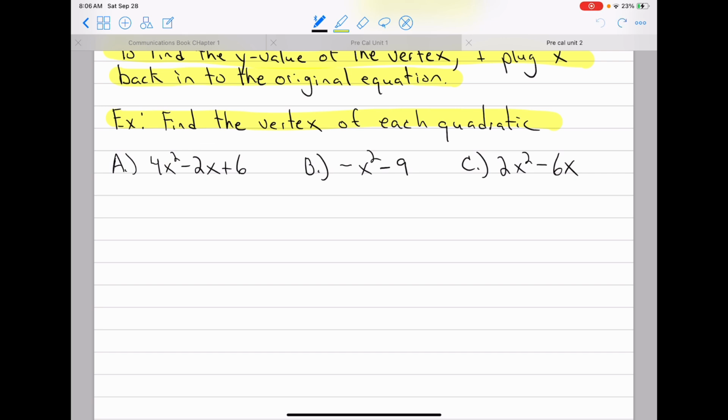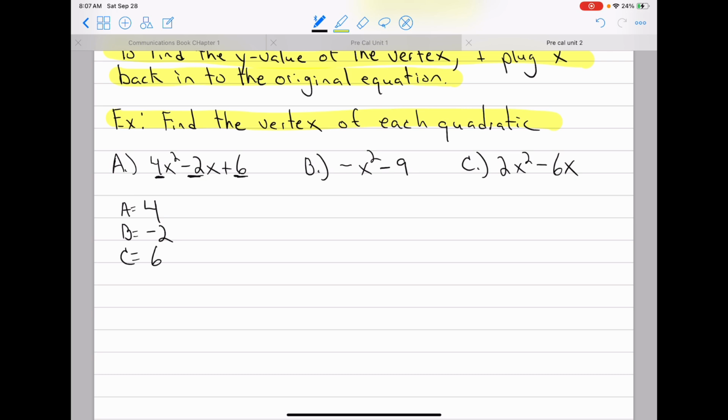Okay, so how I'm going to want you all to do it is I'm going to want you to tell me what is A, what is B, what is C. Go ahead and tell me that right now. You did it before me. A is the number 4 because it's before the x squared. B is negative 2 because it's before the x term. And C is 6 because it's the constant.